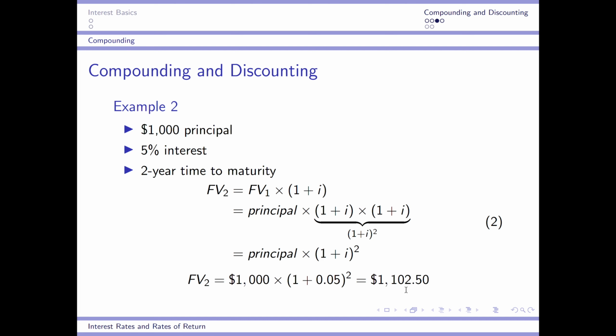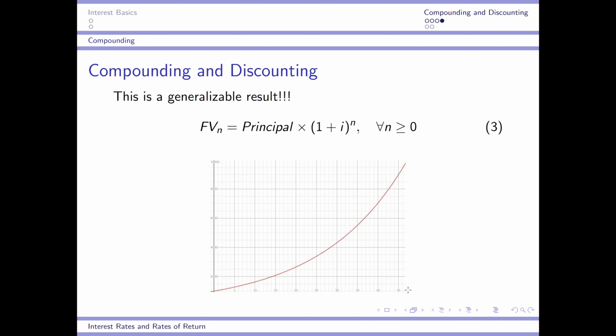And that's a really important fact for later on, because this is an extremely generalizable result. The future value for any number of periods is equal to the principal times 1 plus i raised to that number of periods. So if we're looking at a 10-year loan that compounds annually, it'll be 10. And this has some really cool mathematical implications.